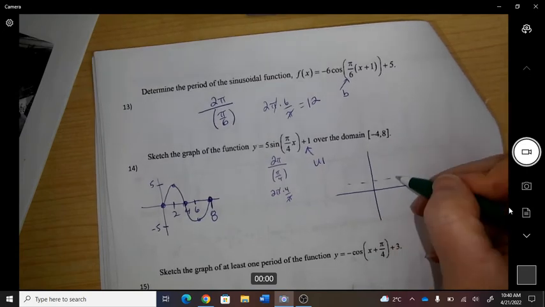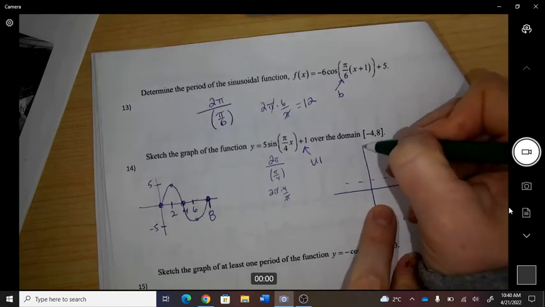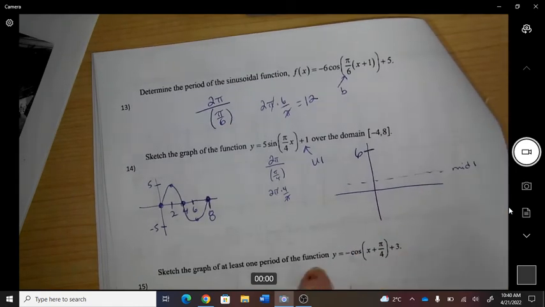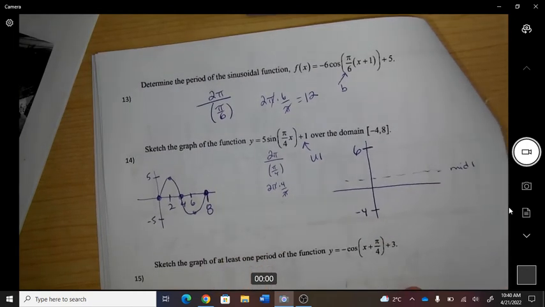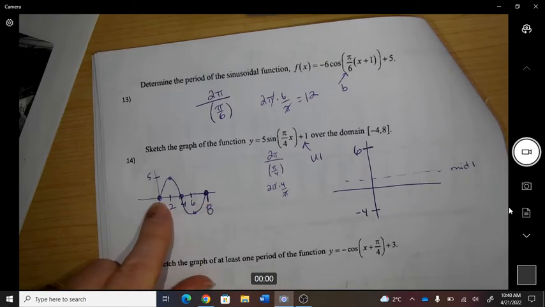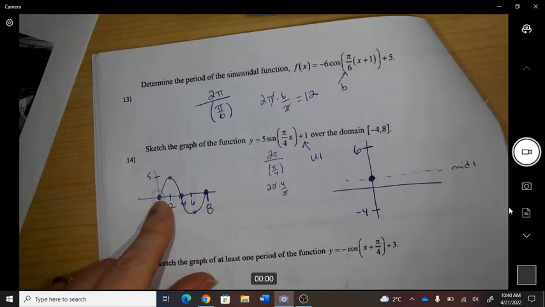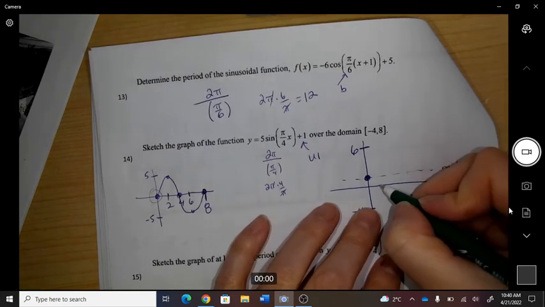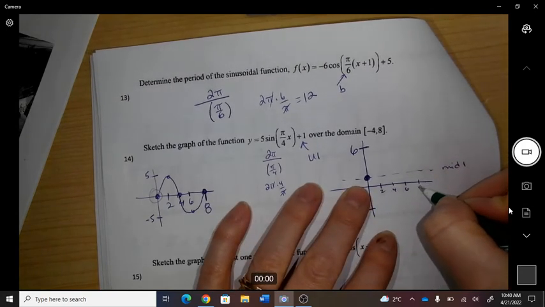So I'm going to draw myself some guidelines here. The middle is going to be at 1. The top is going to be at 6. And the bottom is going to be at -4. Okay, so this is the first part I'm going to start with. That will be now right here, up 1. Okay, so 2, 4, 6, 8.